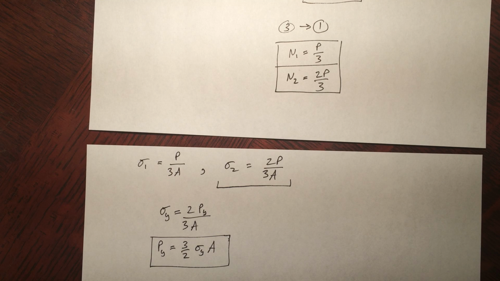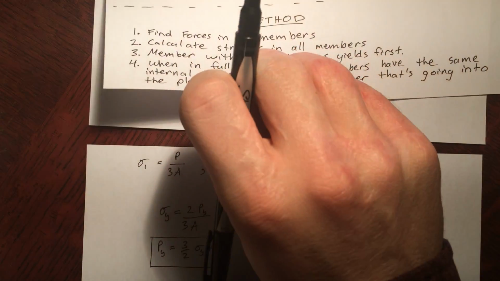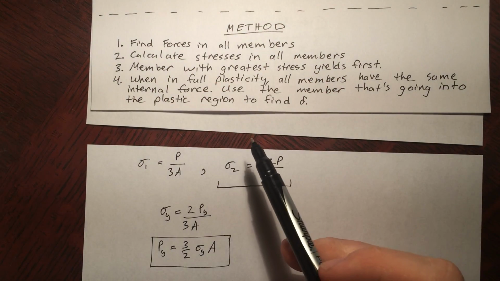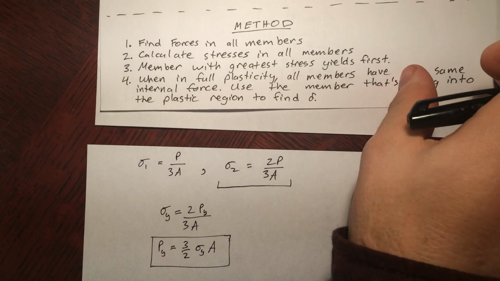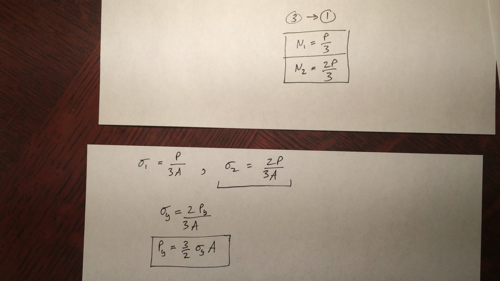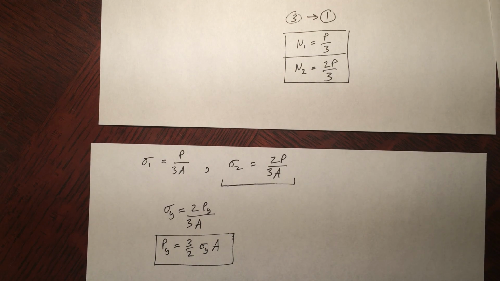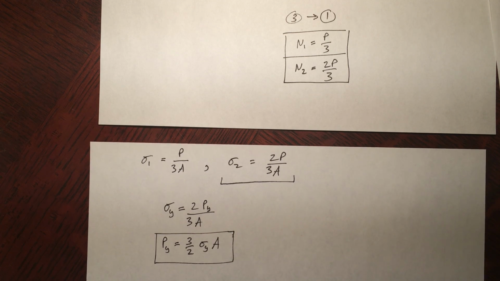Alright, now if you wanted to find the displacement of the piece at that point, we can take a look at my steps here again. Use the member that's going into the plastic region to find delta. So what member is going into plastic at this point? Well, it's going to be member 2, because that's the one that has the greatest stress.